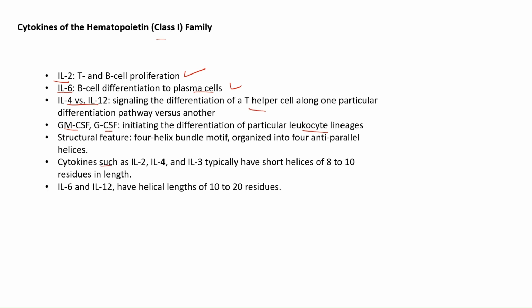Cytokines such as interleukin 2, 4 and 3 have short helices of 8 to 10 residues in length. 6 and 12 have helical lengths of 10 to 20 residues. So this is the individual function and a little bit of structural detail of hematopoietin class 1 family cytokines.